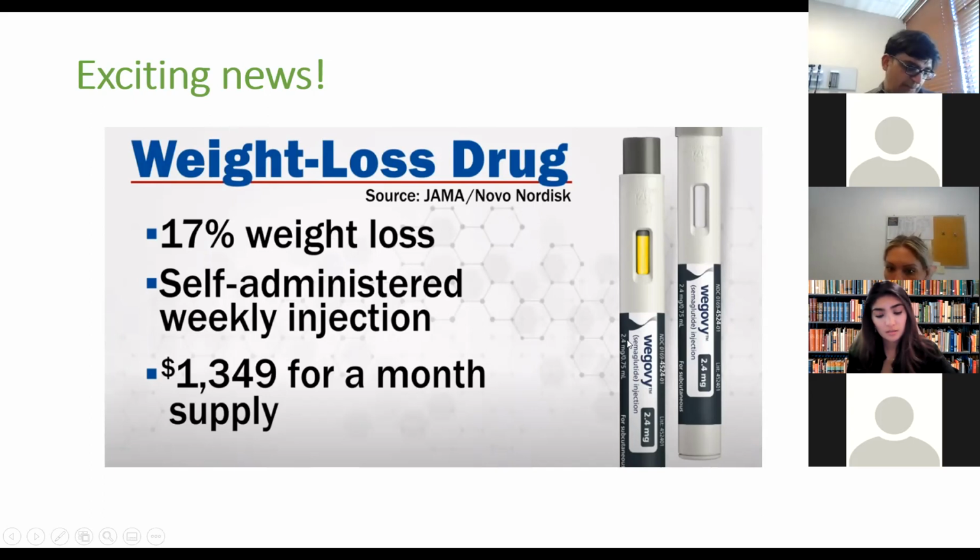So for obese patients who are at risk for developing fatty liver, this may be a very, very good option, because as you can see here, it's achieving the weight loss which you need to prevent the progression of the fatty liver.